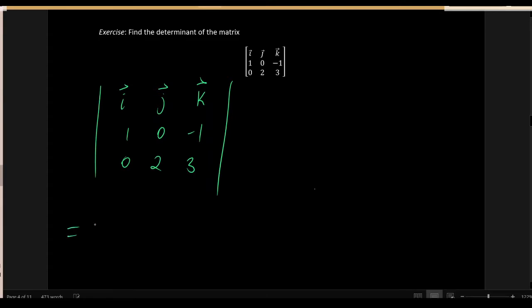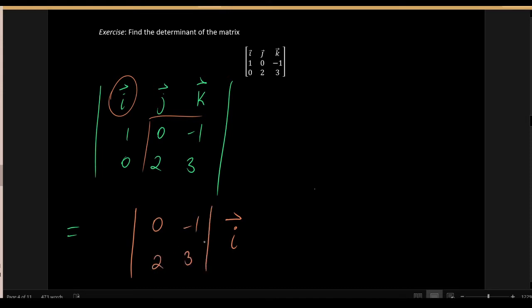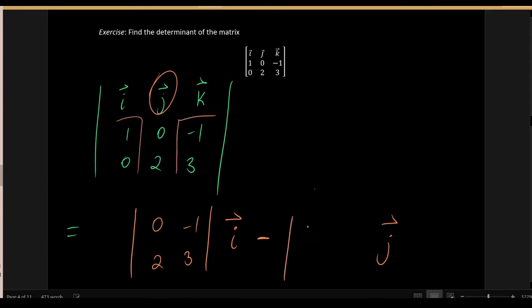I'm going to take the first number in the first row, quote unquote number, the vector i, and multiply it by the determinant of the 2 by 2 matrix that I get by excluding the first row and the first column. Alternate sign, so minus is next. Now I'm going to take the second number in the first row, j, the vector j multiplied by the 2 by 2 matrix determinant, excluding the first row and the column containing j.